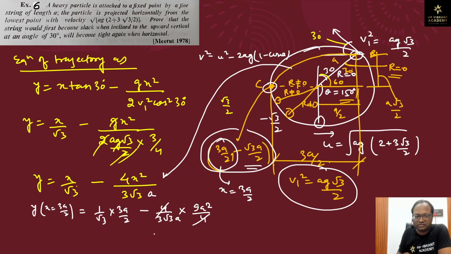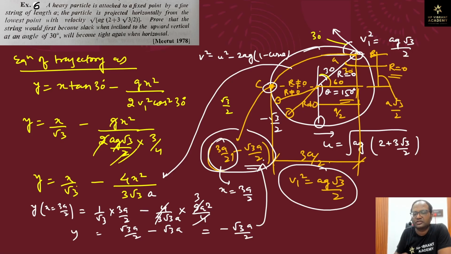This gets cancelled. So we have root 3a upon 2 minus 3 gets cancelled. So y is equal to minus root 3a upon 2. So this is same as the y coordinate. This means the coordinate of point C is satisfying the equation of trajectory. Hence, this particle will hit the point C at the horizontal diameter.